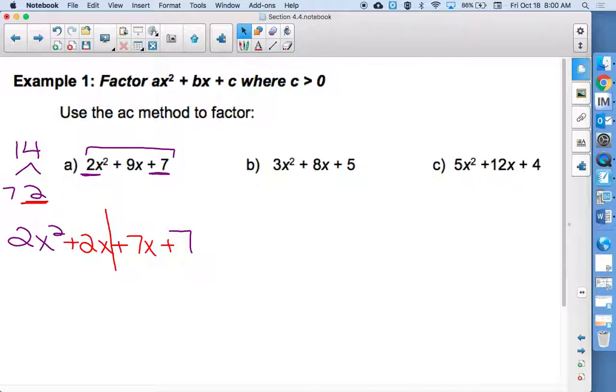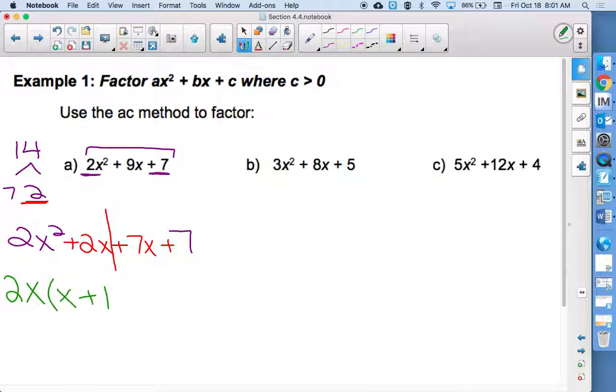So Chris, what would you take out of the first 2 pair of numbers? What else besides an x? A 2. So I would take a 2 and an x out, and then that becomes x plus 1. I place the 2 first because they both have a 2 in common. So when I'm grouping them, I can pull out that value they have in common.